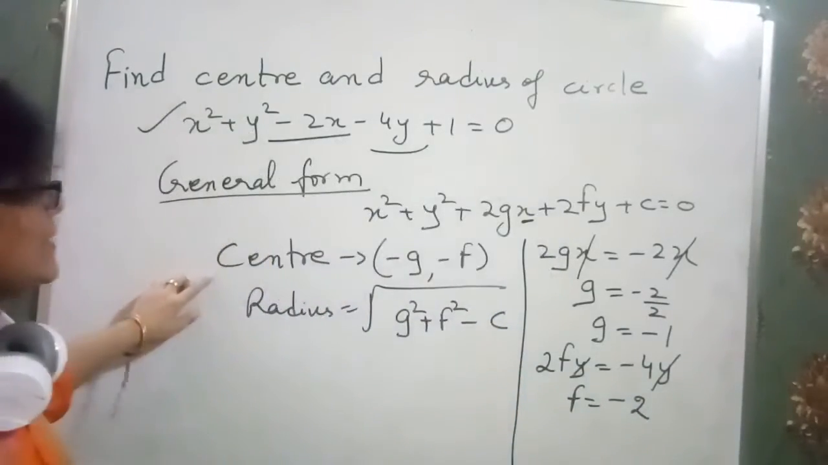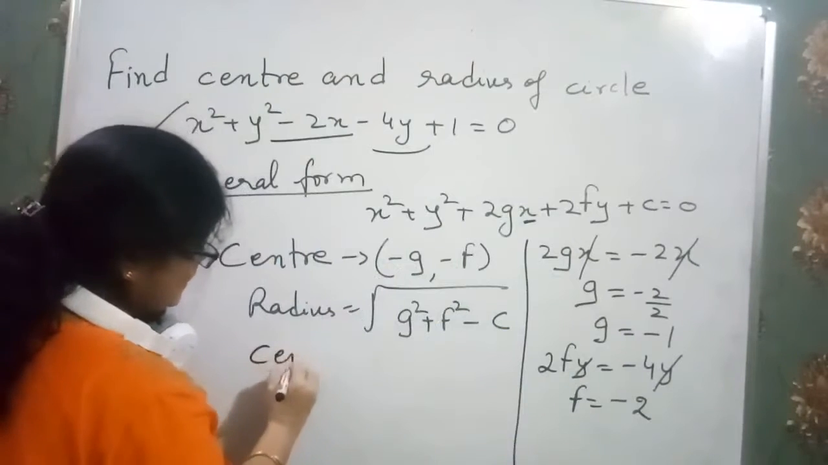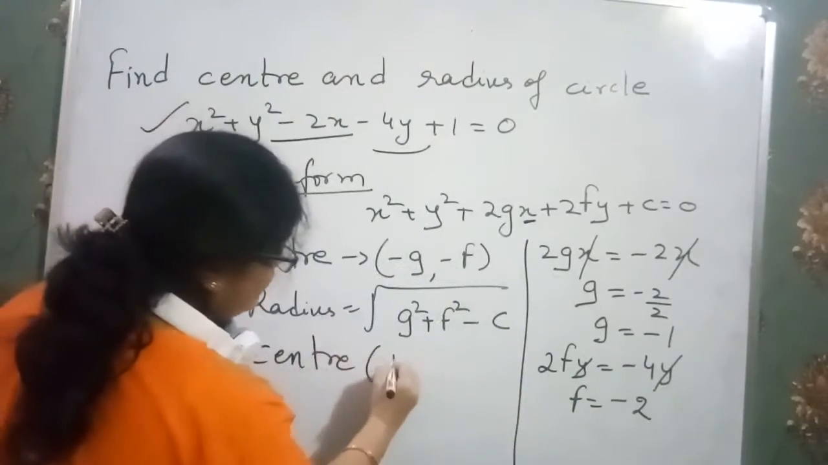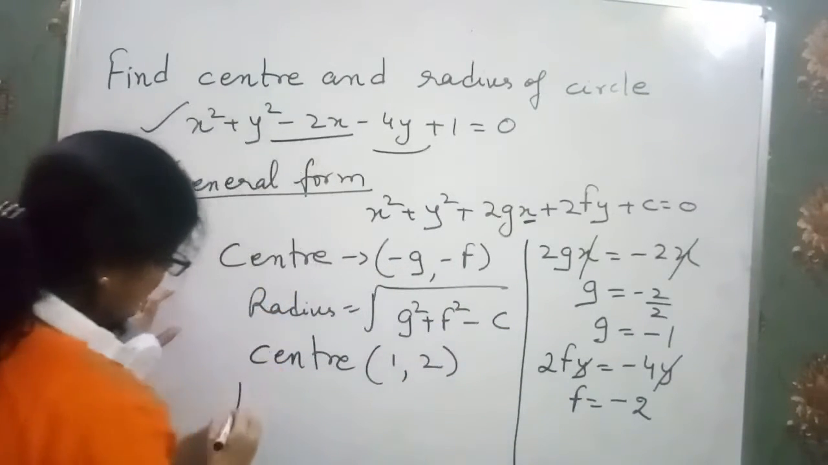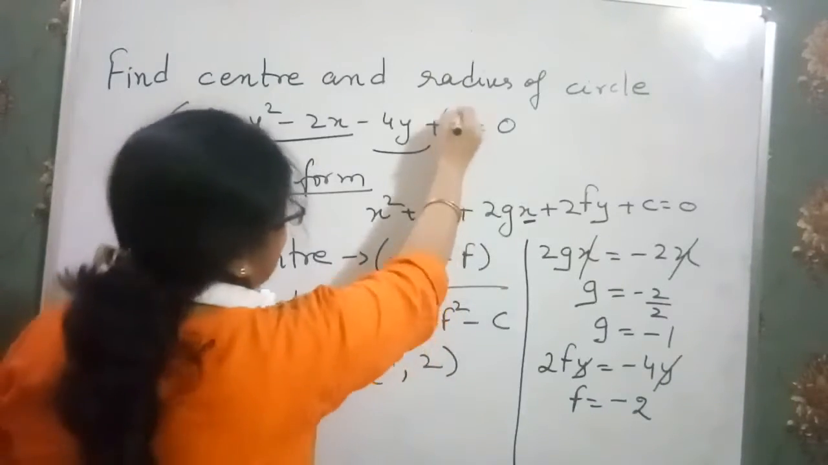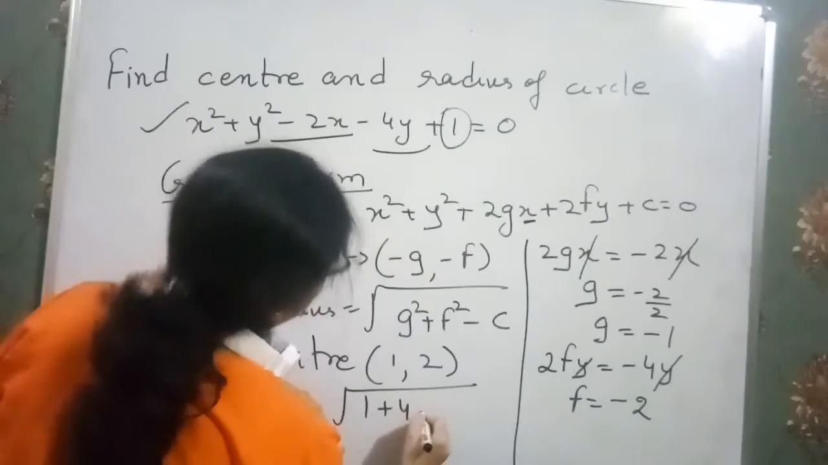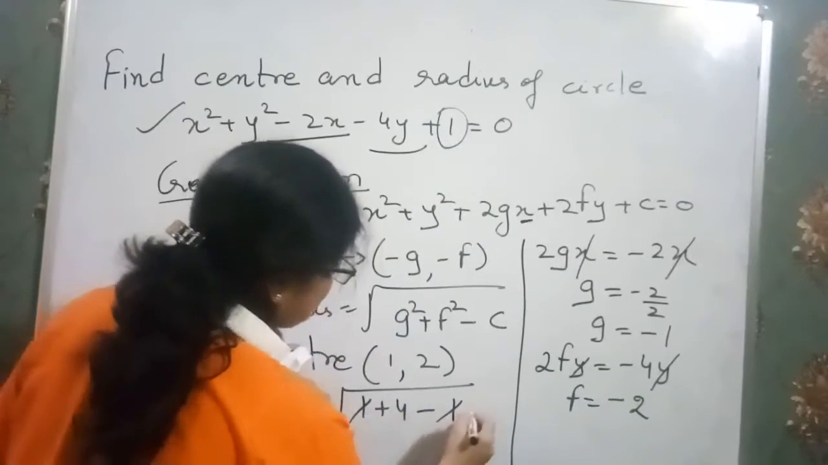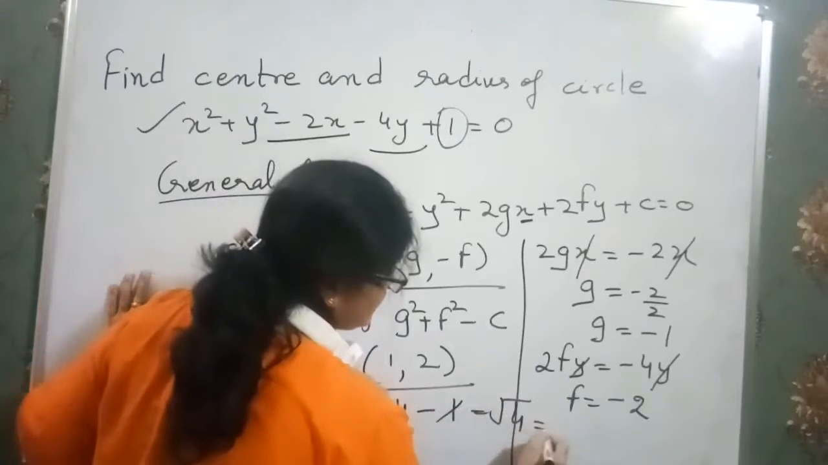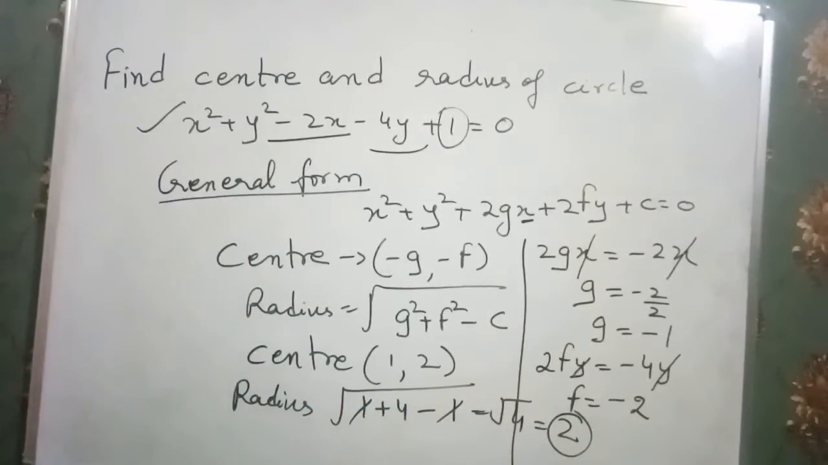But in our center, it is given −g, −f. So our center is (1, 2). And for the radius, when we compare, c is 1. So we have 1 + 4 − 1, that means the radius is √4, that is, our radius is 2. In this way we find the center and radius of the circle.